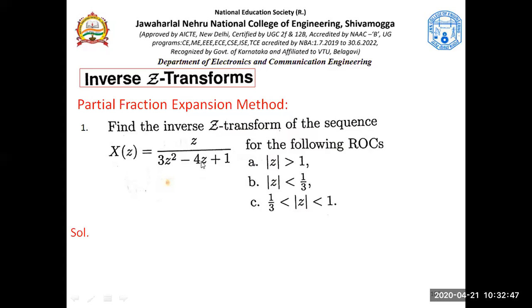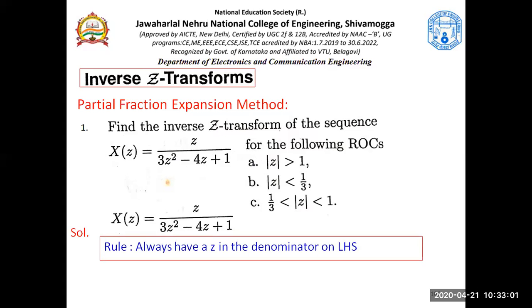Fine. So given is this, and there is a rule that we need to follow. A very important rule. Everybody make a note of this. The rule very clearly says that always have a Z in the denominator on the LHS. LHS means left hand side. On the left hand side in the denominator you should always have Z to begin with.